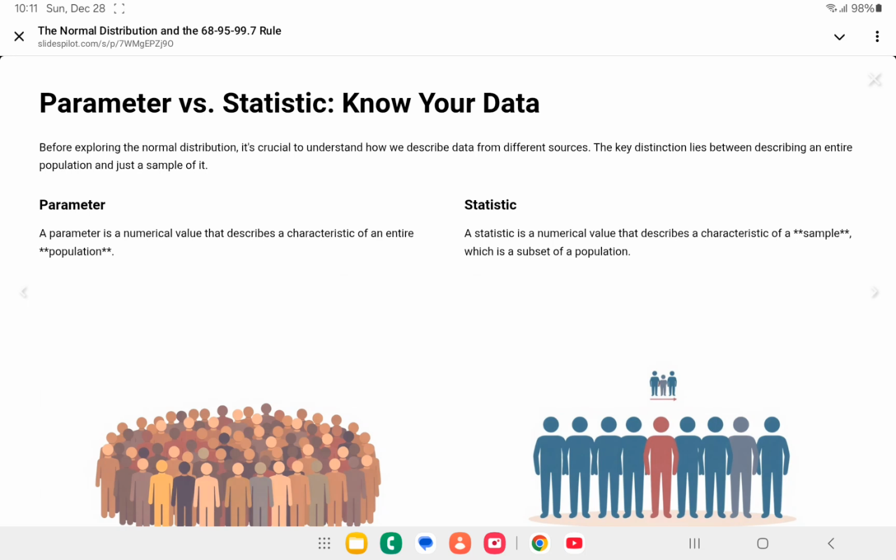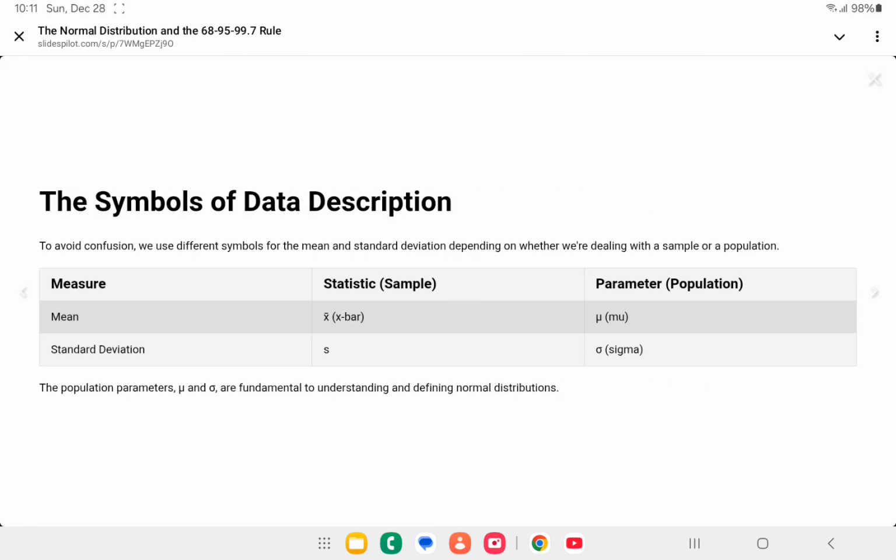But because of the definitions we just talked about, we have to be very careful with what symbols we use to represent these numbers. When we are dealing with a sample, we use the symbol x bar to represent the sample mean, and we use the letter s to represent the sample standard deviation. These are statistics. When we are dealing with a population, we use the Greek letter mu to represent the population mean, and we use the Greek letter sigma to represent the population standard deviation. These are parameters. The population parameters mu and sigma are very important when we talk about normally distributed populations.